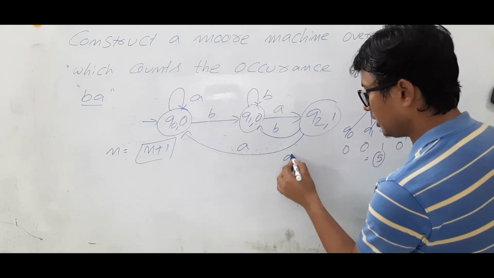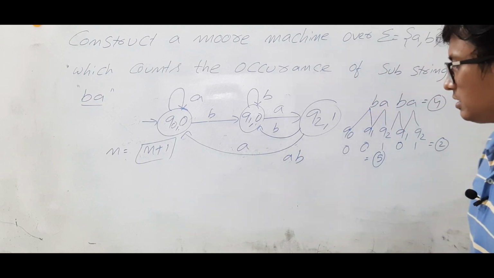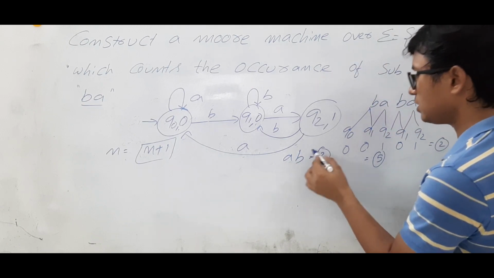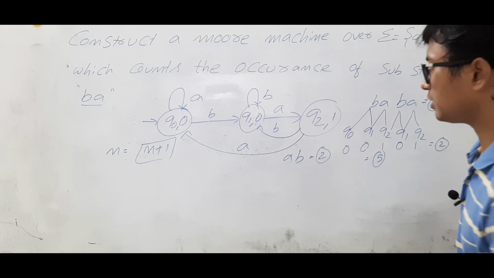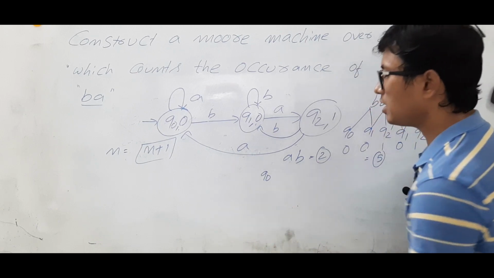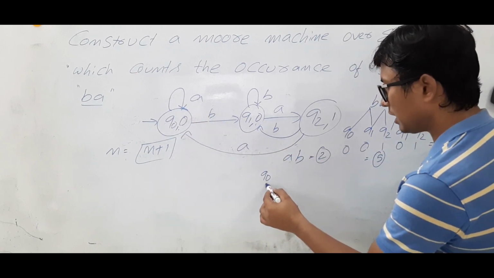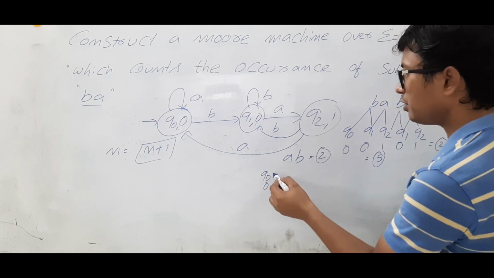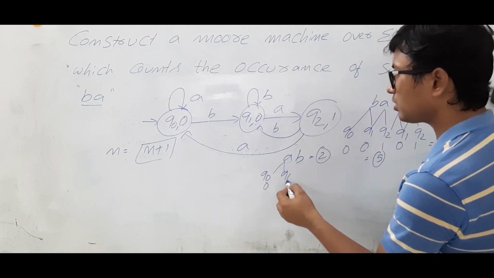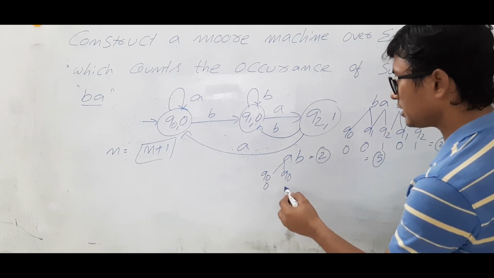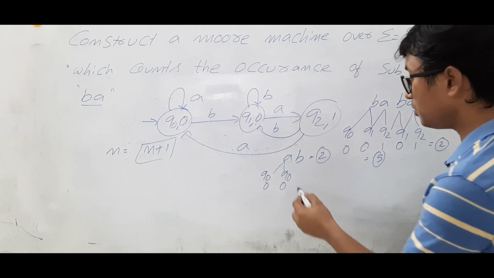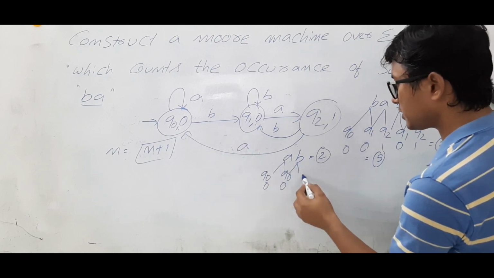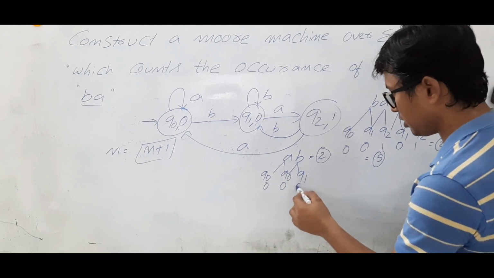Let me take AB as the string. The length of this one is 2. So we will see what output it will give. I am in state Q0. As I am in state Q0, I will get the output 0. Now Q0 on A, I am in state Q0 itself, so it is giving me output 0. Q0 on B, I am reaching a state called Q1. It is giving me output 0.